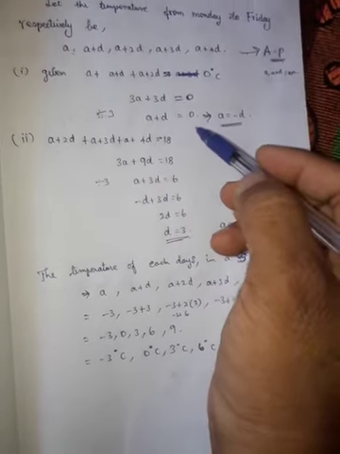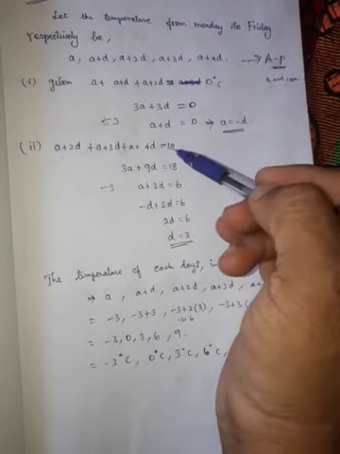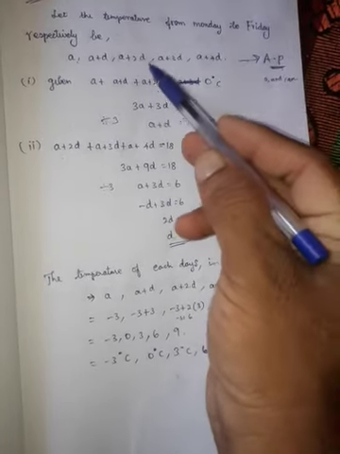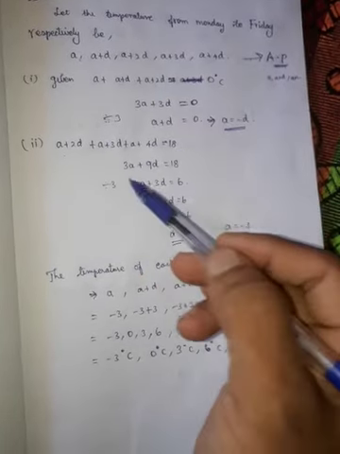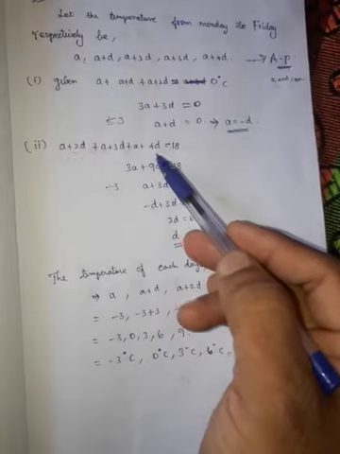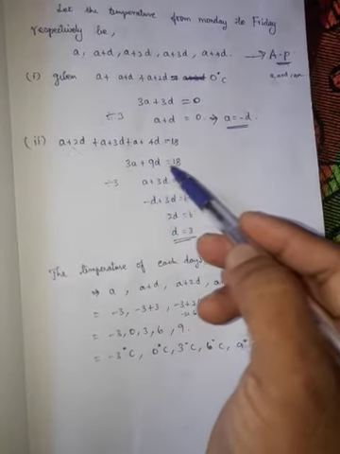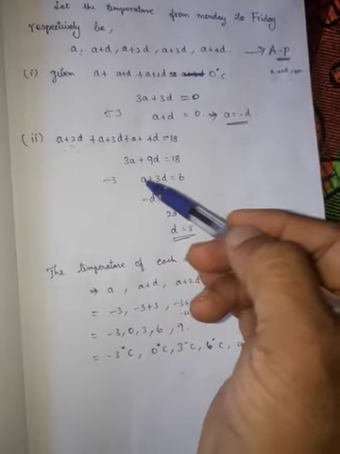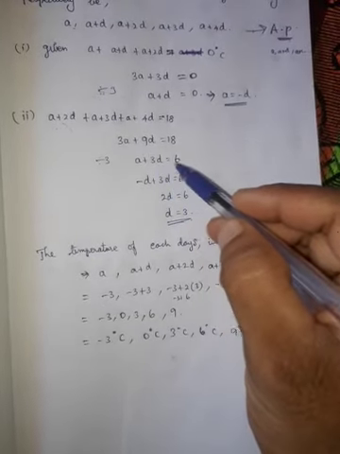Okay. So the second one, Wednesday to Friday is 18 degree Celsius. So Wednesday, Thursday, Friday. These 3 days the sum is 18 degree. Then we can add these values, 3a plus 9d equal to 18. If the three terms are divided by the same number 3, a plus 3d equal to 6. Okay, a plus 3d equal to 6.